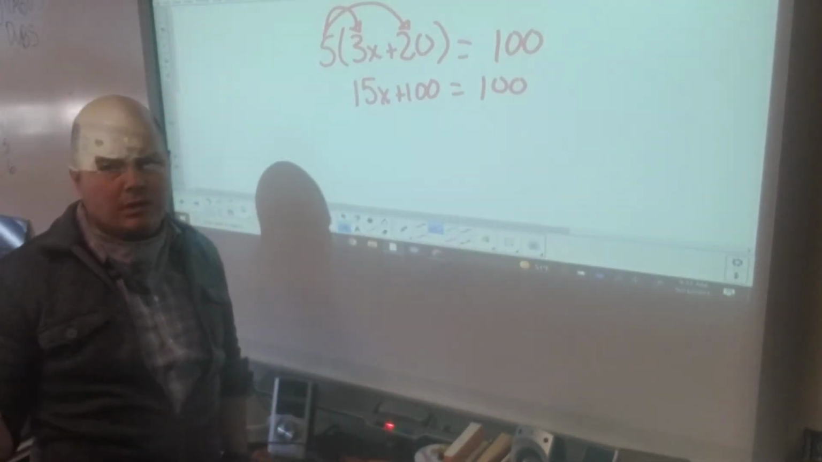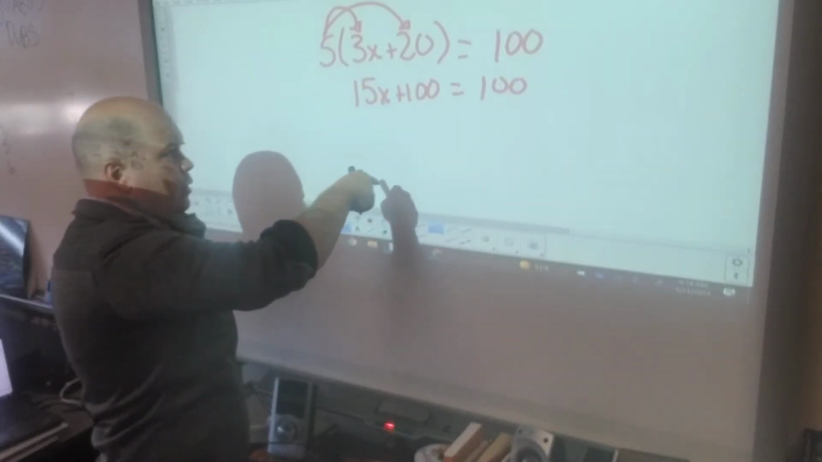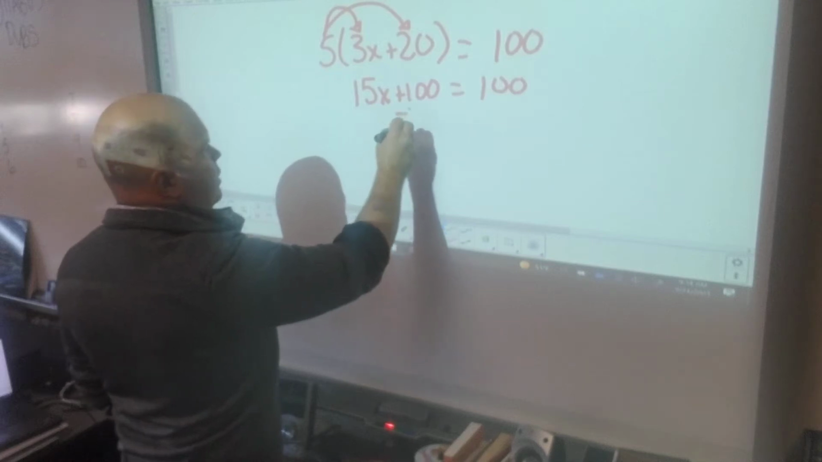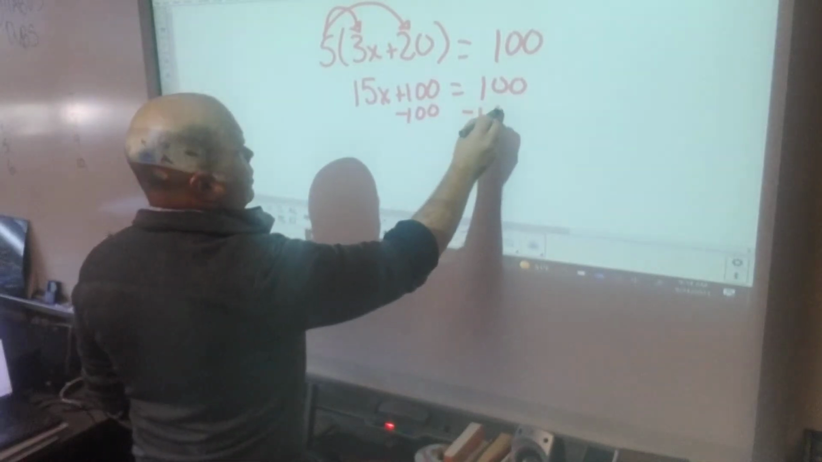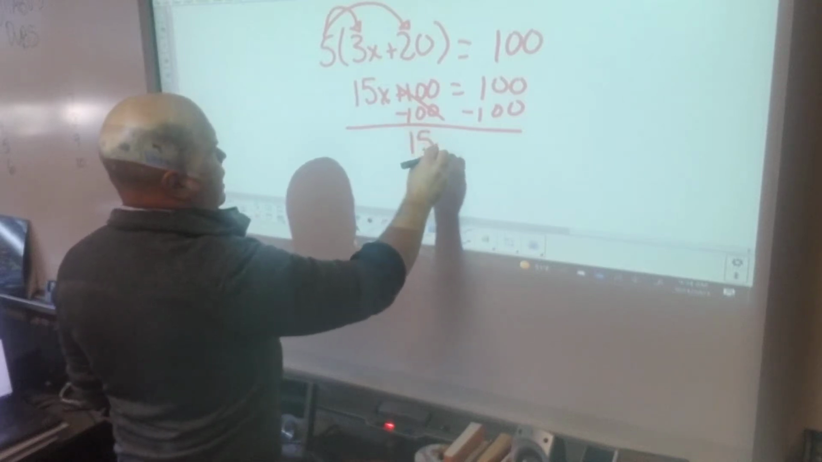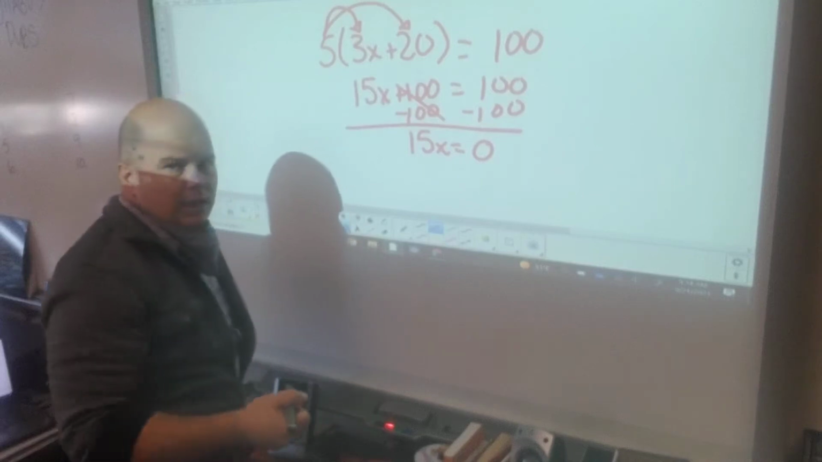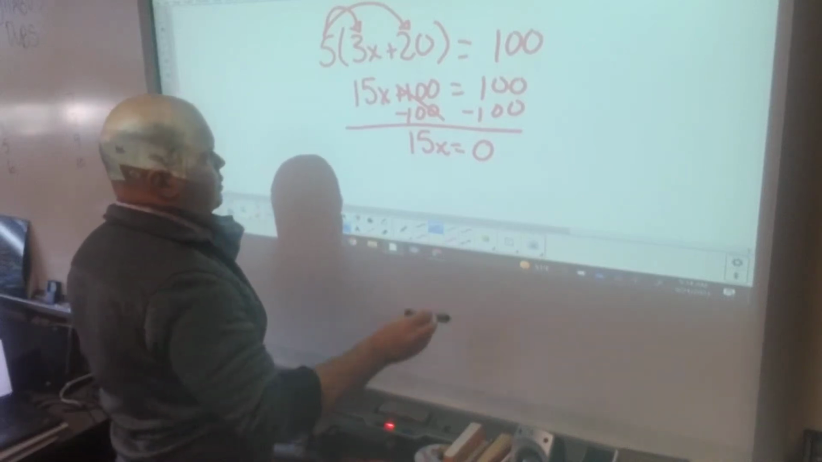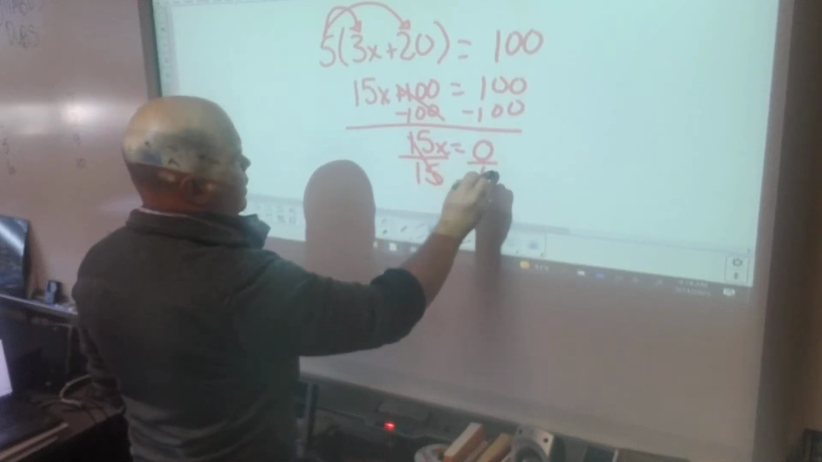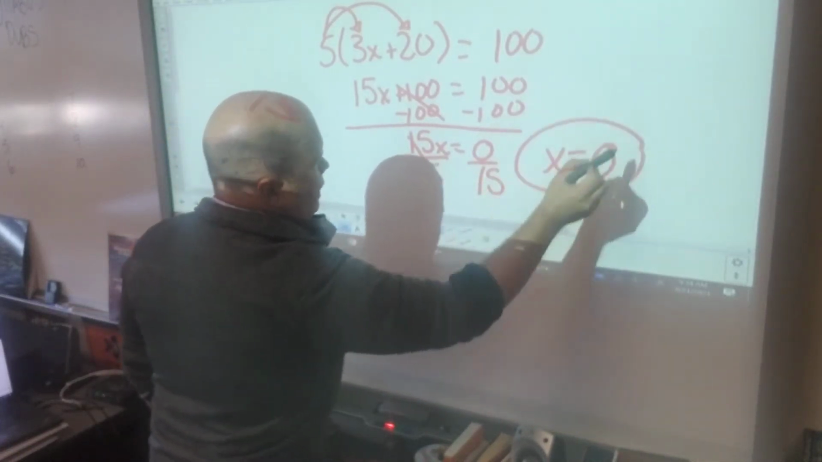Now I'm just into my 2-step equations here. I have a variable on this side. So this is the side I'm going to start working on. And I need to move this positive 100. Well, to move it, I take its opposite. That goes away. And I'm left with 15x equals 100 minus 100, which is 0. Then to finish this off, all I need to do is divide both sides by 15, and I'm left with x equals 0 is my answer.